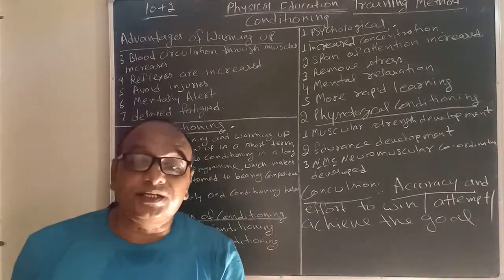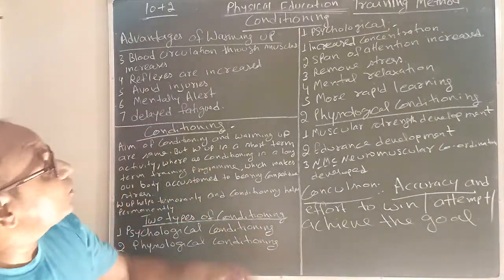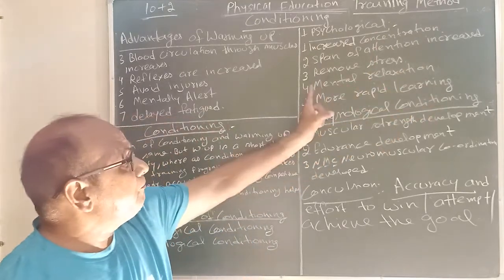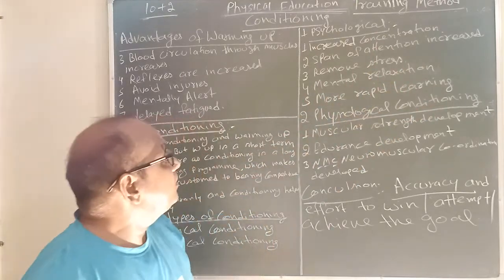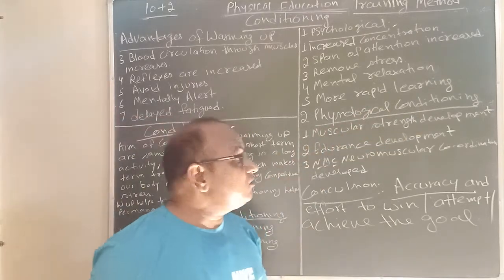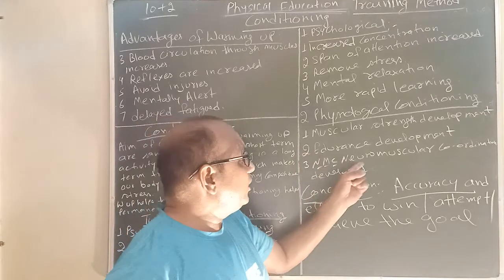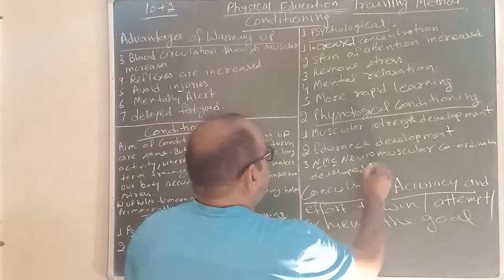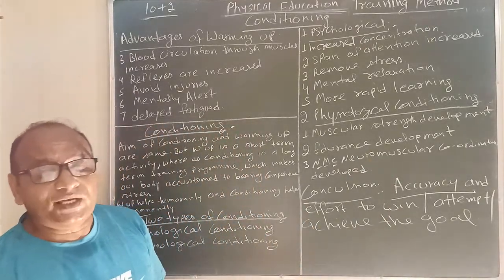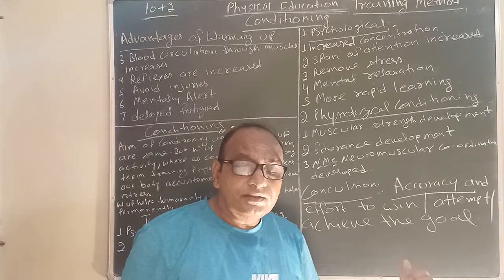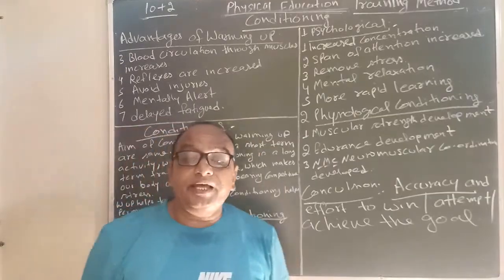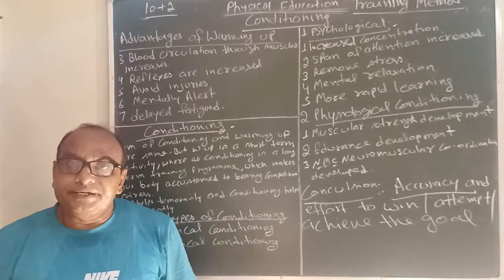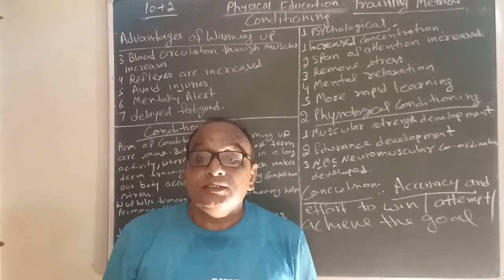There are two types of conditioning: physiological and psychological. Psychological conditioning: increased concentration, span of attention increased, remove stress, mental relaxation, more rapid learning. And physiological conditioning is muscular strength development, endurance development, and neuromuscular coordination development. And conclusion: if you want accuracy, if you want to achieve something, then you have to do conditioning well. Without it, it is difficult to get something.